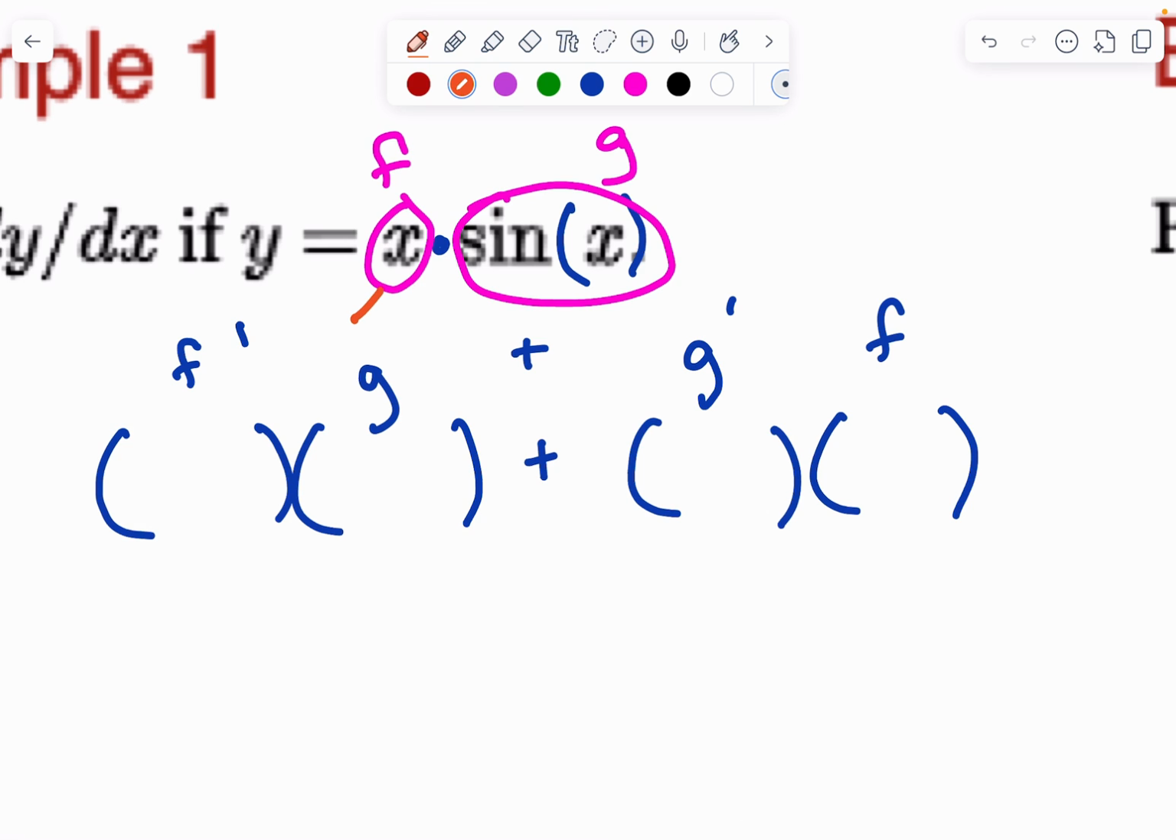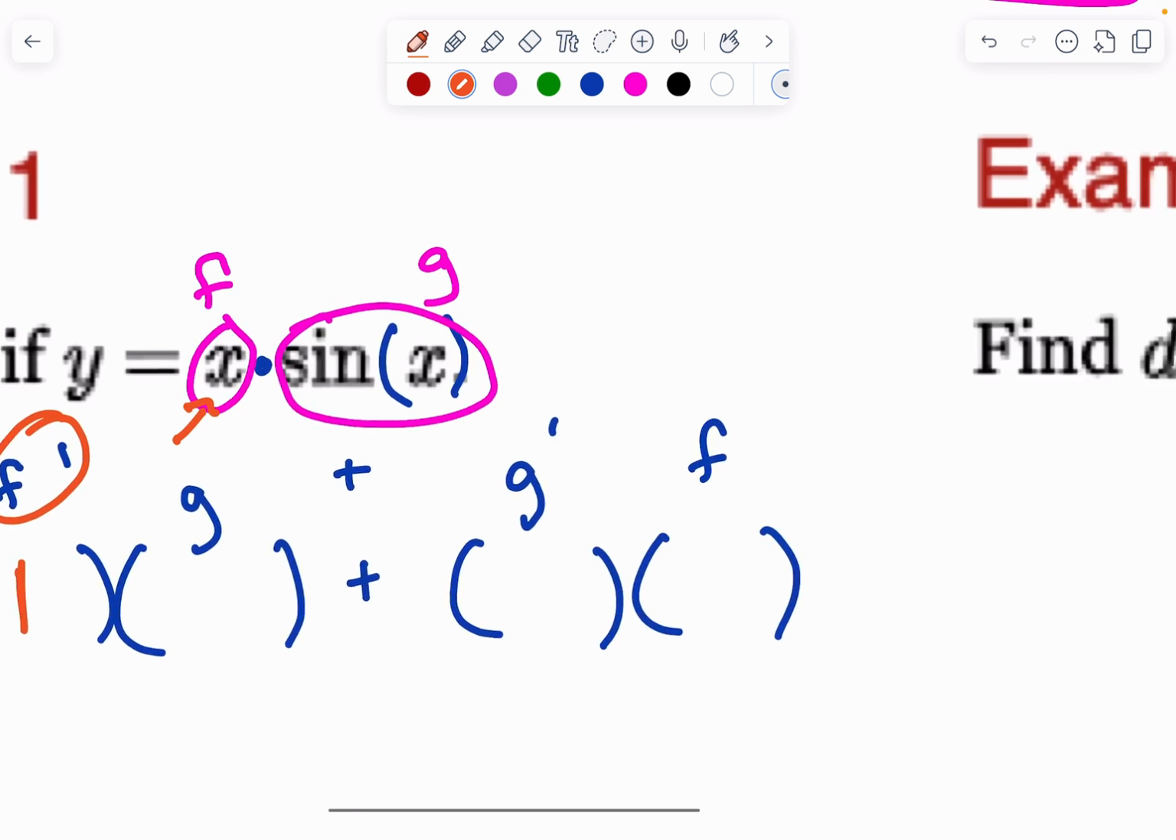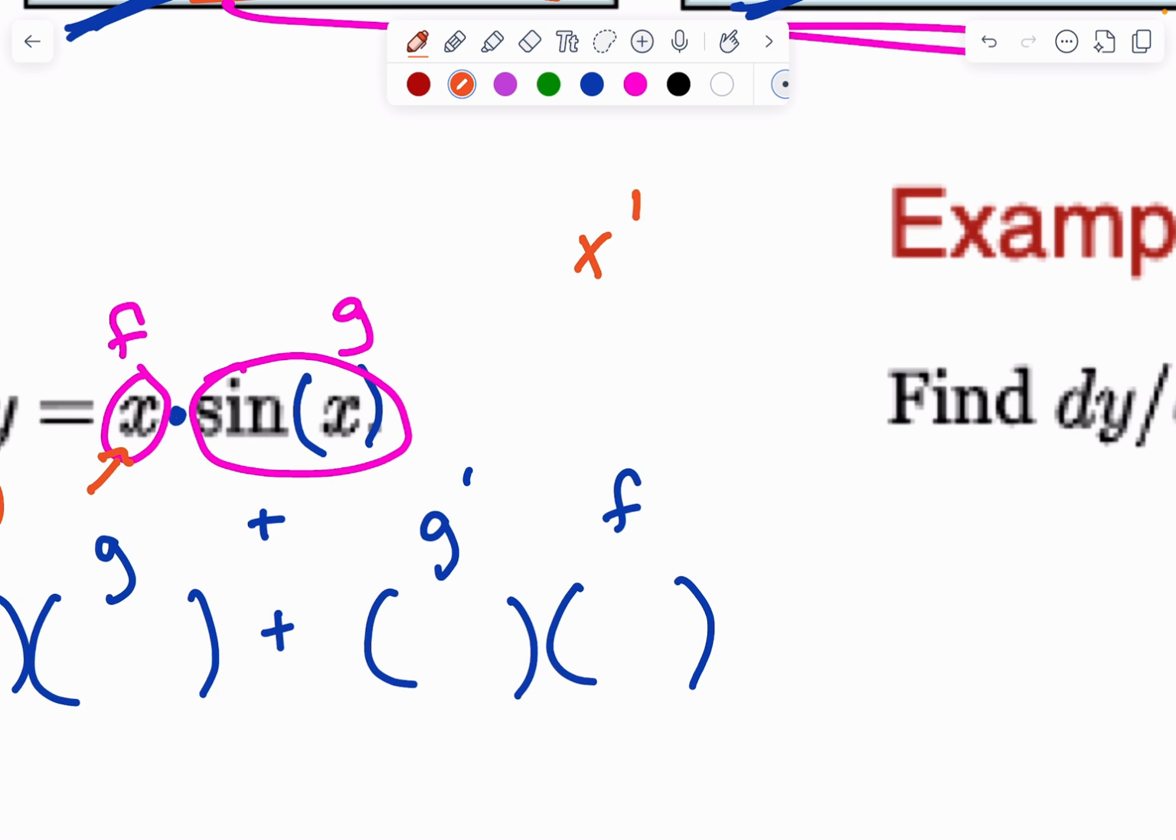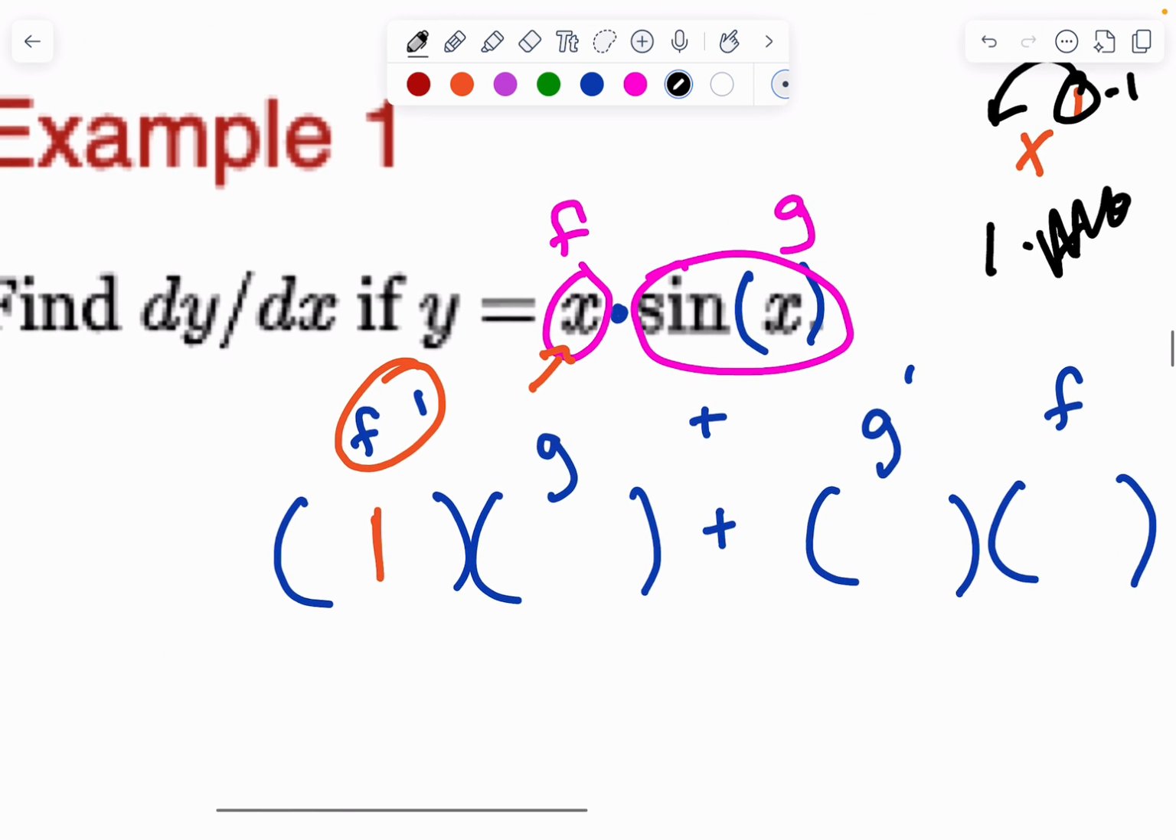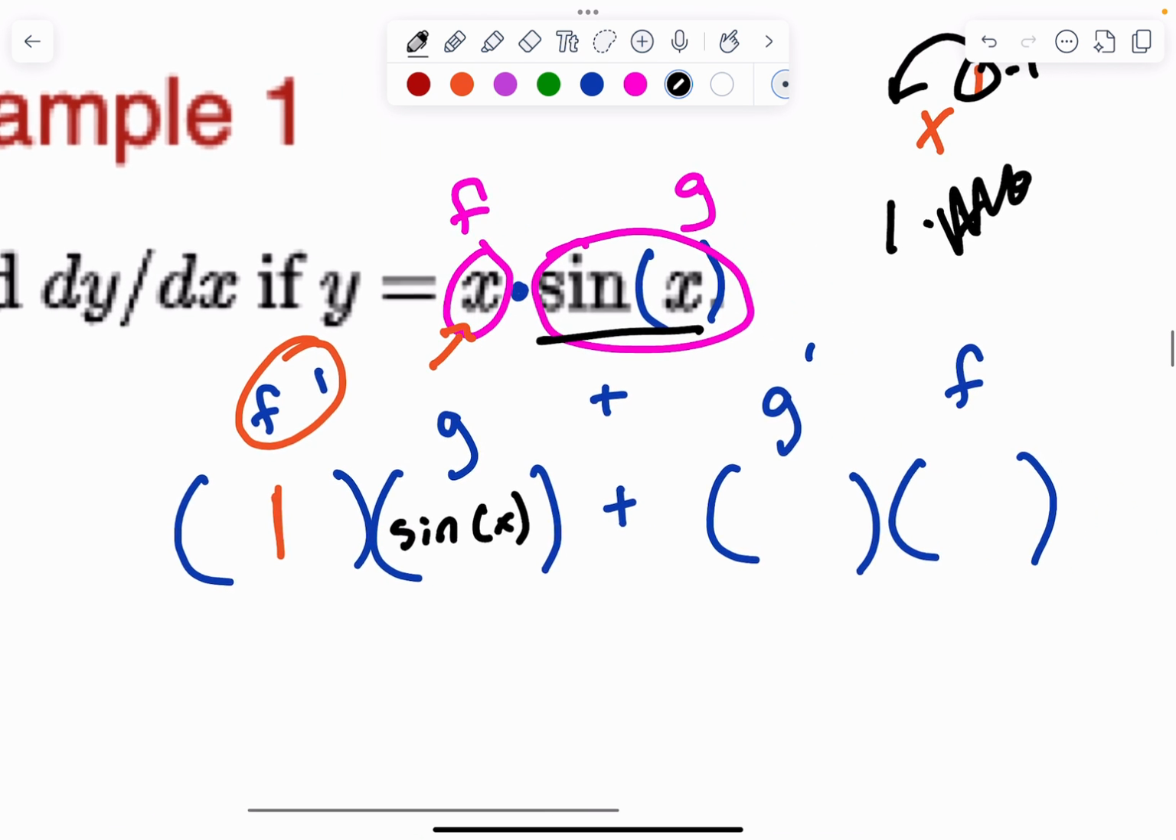So they want to know the derivative of f, that's what f prime is. The derivative of x is just 1. If you don't remember that, this is x to the first power, so the 1 is going to come down in front, and 1 times x to the, if I subtract 1, that's 0 power. But x to the 0 power is just 1. Then g is sine of x, so I've got 1 times sine of x.